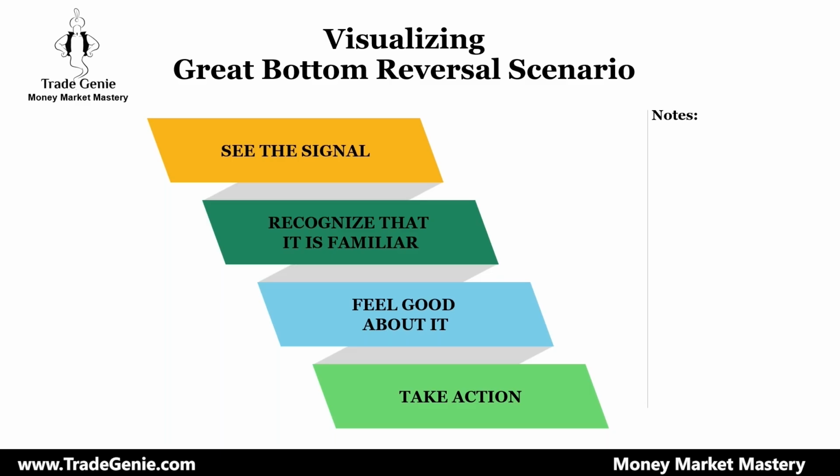Because you see the signal, you recognize it's familiar, you feel good about it, and you take action. You take bold, courageous action, but it doesn't mean you just put in 10,000 shares. I'm all in, 10,000 shares here at 30 cents, planning to sell at 50, and it goes to zero. So don't do that. Have a plan and apply the 80-20 rule. See if it works.